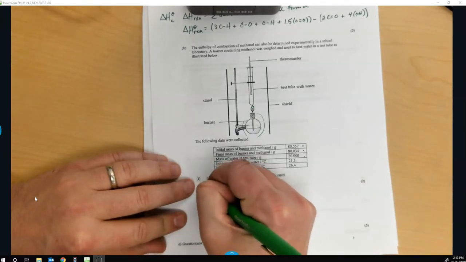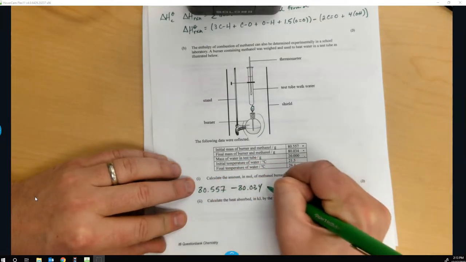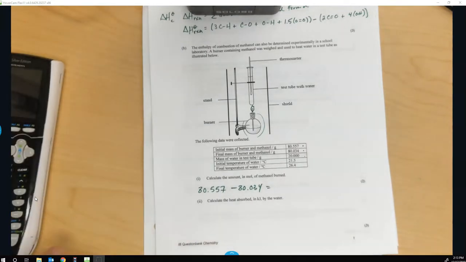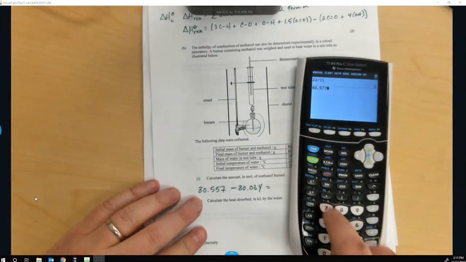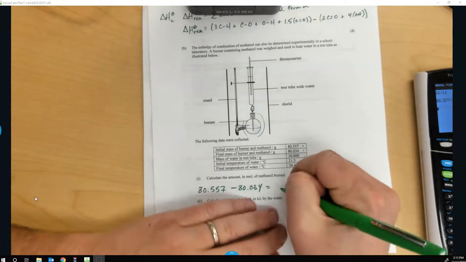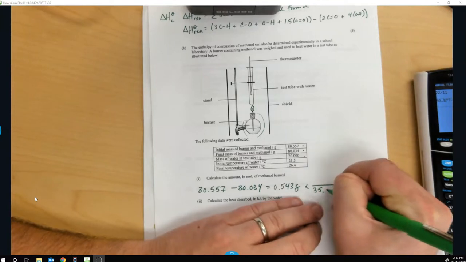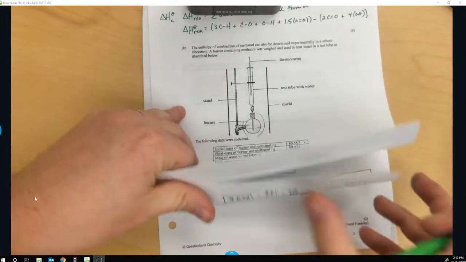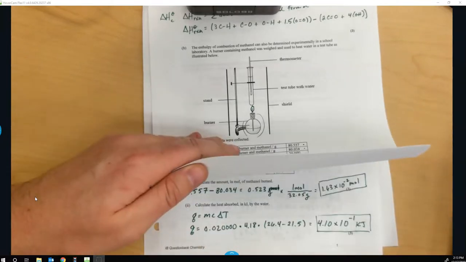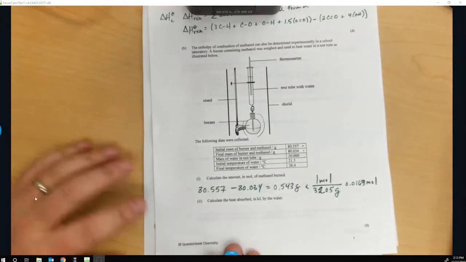So if I take 80.557 and subtract it from 80.034, that gives me, let's go ahead and do that. That gives me 0.543 grams, and I'm going to convert to moles by dividing by the molar mass of methanol, which is 32.05 grams for every 1 mole, and that gives us 0.0163 moles of methanol. So going back to unit 1 there.